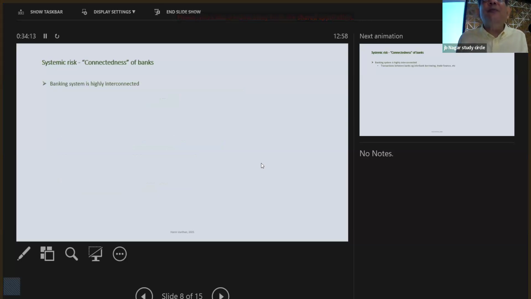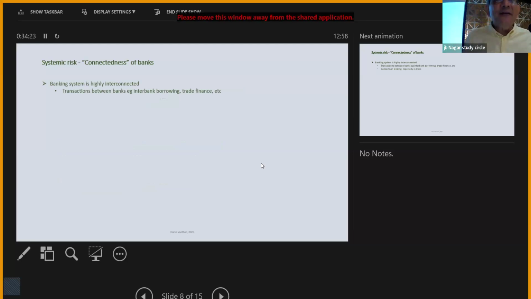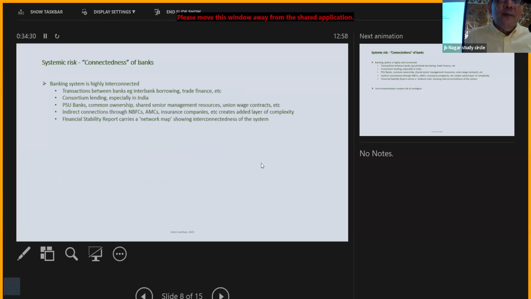I talked about connectedness of banks. The banks are very highly connected with each other. There are a large number of transactions between banks. I mean, it's a dense network of interconnectedness. And as a result, what happens? They also do consortium lending. I'm going to go a little bit fast. Interconnections could also happen through NBFCs. Multiple banks lend to the same NBFCs. They have partnerships, similar AMCs and so on.